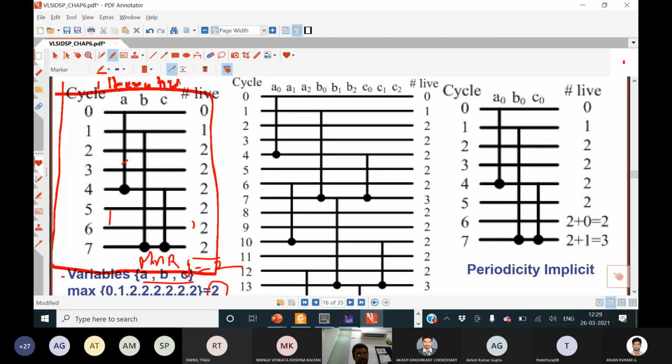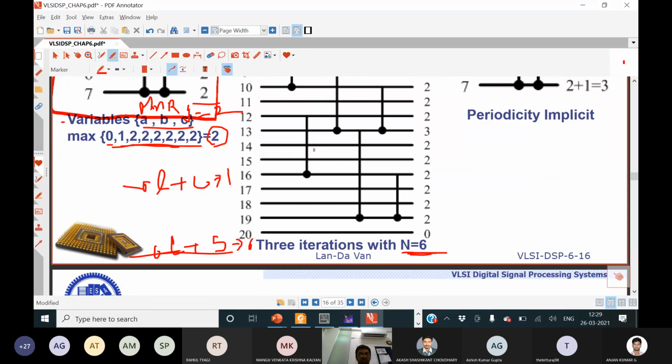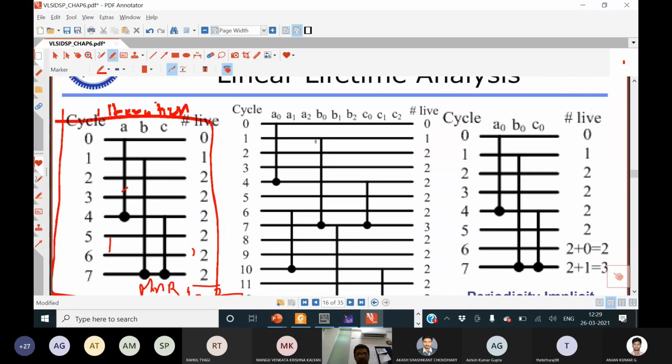Okay, but this would be an iterative process. That means it will run for multiple loops. Now, how can it be managed? For that, just consider A0, A1, A2, B0, B1, B2. This is just 3 instances. That means I'm now expanding this, opening this for 3 more loops. This A, B, C, I'm opening for 3 more loops.